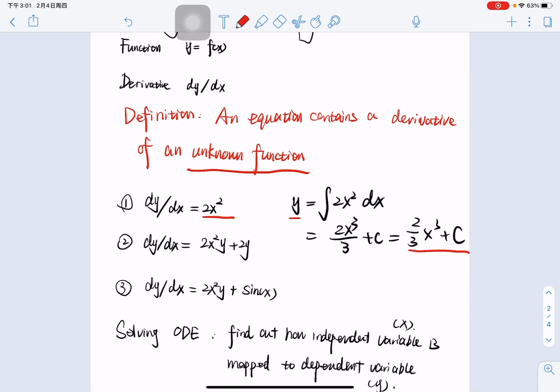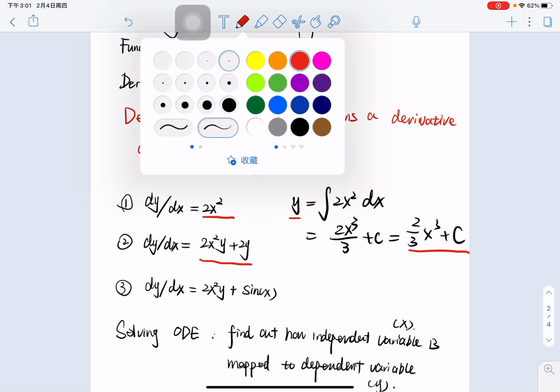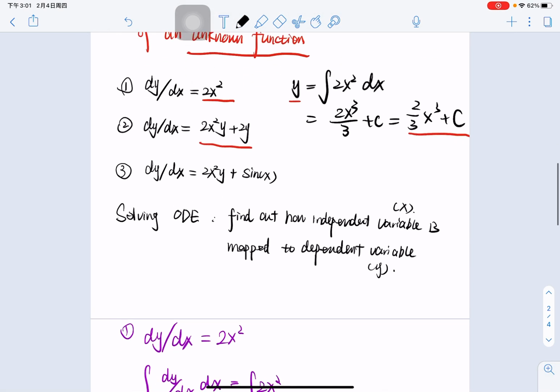So in the second example, we know the right-hand side of this function contains not only x but also y. If we find that the right-hand side function contains both x and y, the first thing we need to think is, can we separate them into two functions multiplying each other, where one function is only about x and another one is only about y? Can we do that? Let's try it.